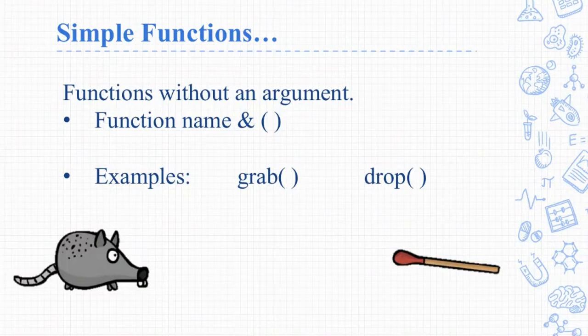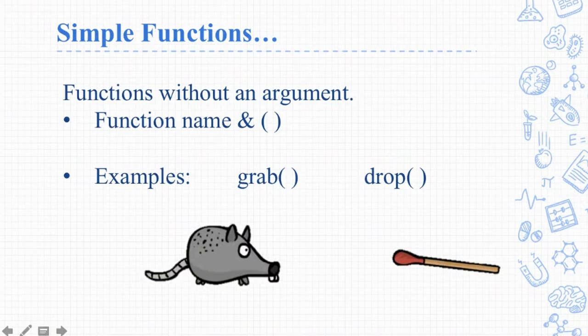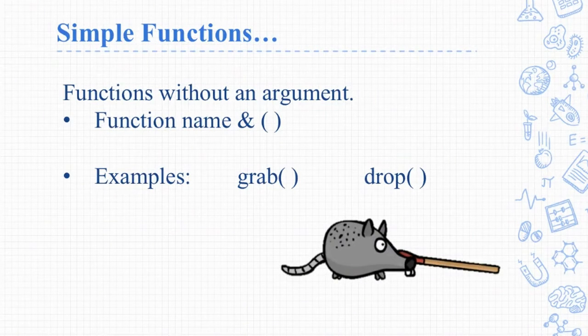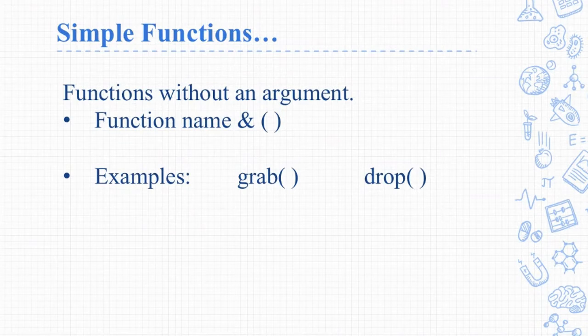Another kind of function is a function without an argument. This type of function, called a simple function, makes something happen, but it doesn't require us to pass any additional input. Calling such a function includes only a function's name and an empty parenthesis. You may not know this yet, but the rats love to collect items. In these next few challenges, we will have to help them collect matches. In order to do so, we will use these simple functions, grab and drop.